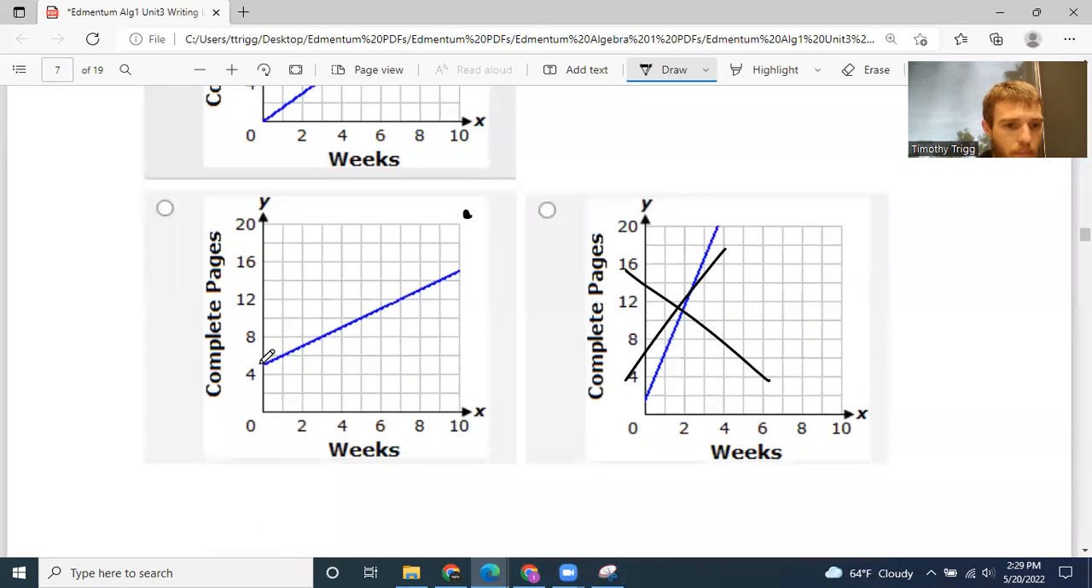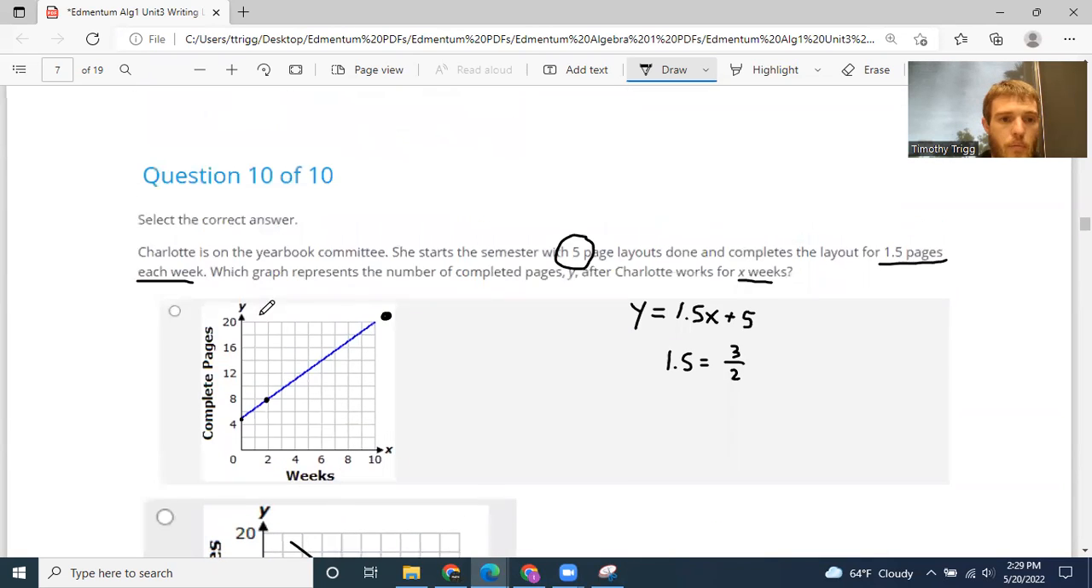What about this one? From 5, if I rise 3, that puts me at 8, and then I'd have to run 3. So that doesn't seem to work here. So it must be this one.